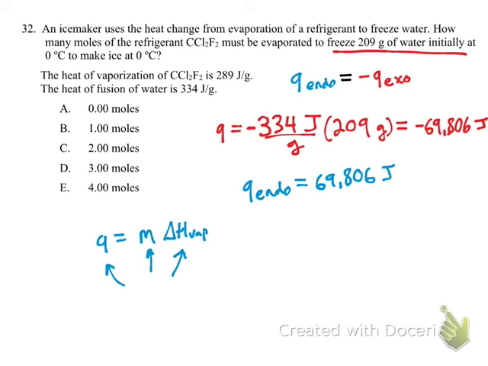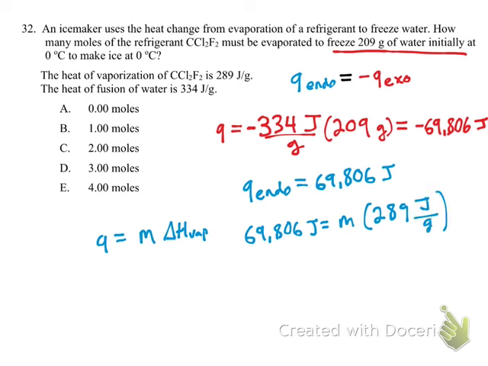which we're given. We know that the amount of heat added in is the 69,806 joules. We're trying to find the mass that we need, and we'll plug in the heat of vaporization, which is 289 joules per gram. So we'll divide both sides by the 289 joules per gram and get 242 grams. But do we want grams? If we look at our answers, nay, we want moles. So let's turn this into moles.